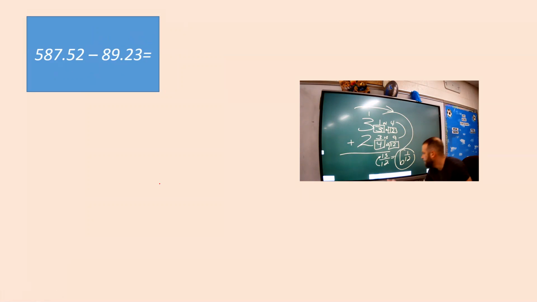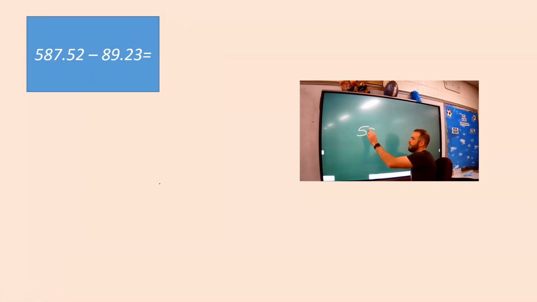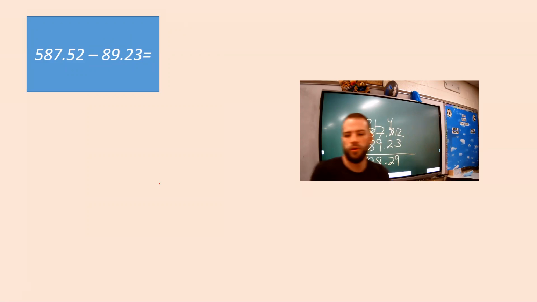We have a couple decimals here. We have 587 and 52 hundredths. We have 89 and 23 hundredths, and we are going to subtract. 2 minus 3 is illegal. Borrow. 12 minus 3 is 9. 4 minus 2 is 2. 7 minus 9 is illegal. Borrow. 17 minus 9 is 8. 7 minus 8 is illegal. Borrow. 17 minus 8 is 9 and 4. 498 and 29 hundredths.